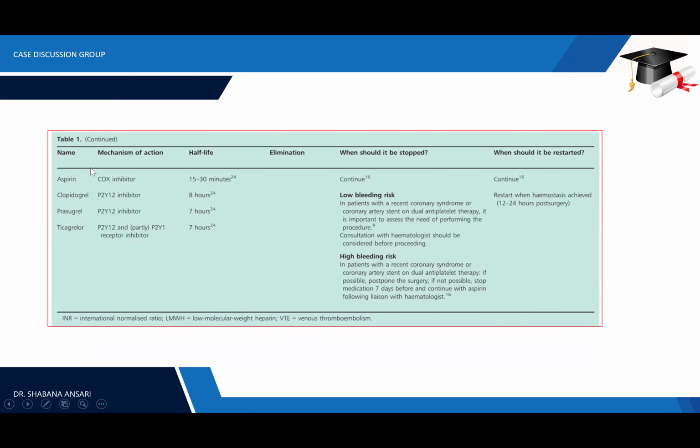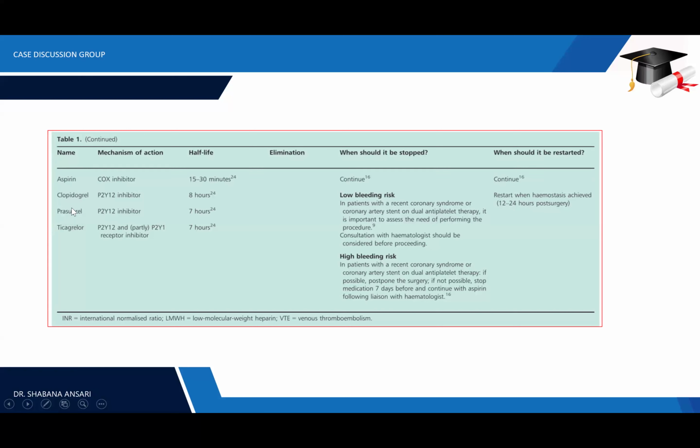And coming to the antiplatelets, we have just discussed, if the patient is having monotherapy aspirin, we will not stop monotherapy. We will continue, isn't it? Because the half-life is also very less, and it will not increase the risk in the patient.